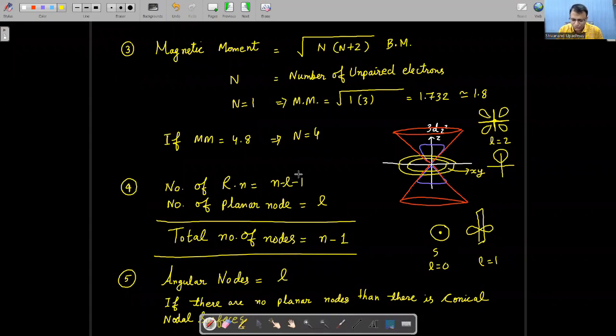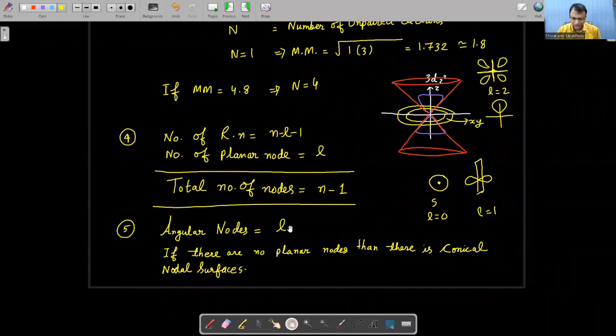And if we add these two types of nodes, we get the total number of nodes, and the total number of nodes is equal to n minus 1. And if they ask whether it is possible to have a radial node at the nucleus, a radial node means a non-zero root, so a radial node cannot be possible at the nucleus. At the nucleus there is always a planar node. There is no radial node at the nucleus, right? So I think I have discussed the angular node. The angular node is equal to l, and it represents either a planar node or a nodal conical surface.